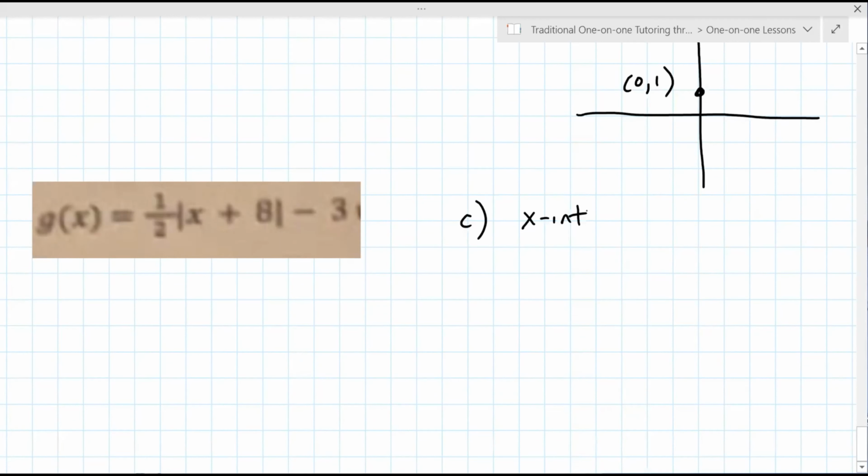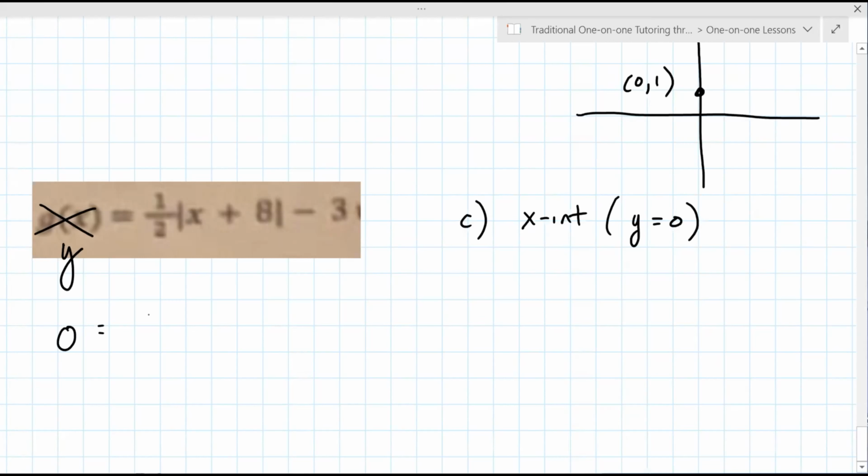So the x-intercepts are when y equals 0. Do you see a y in this equation over here on the left? I don't. Now do you see a y? I do. So g of x is really y. So when you're finding the x-intercept, you're setting y equal to 0.